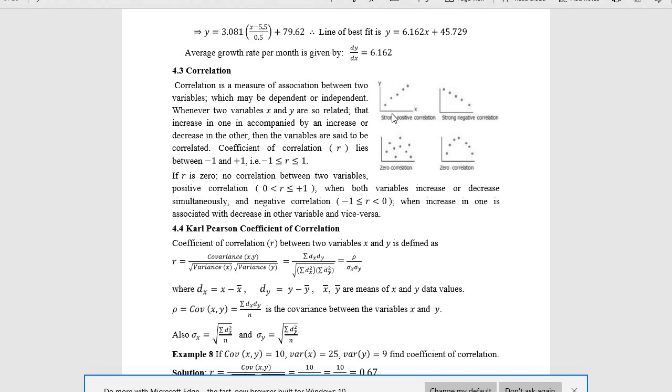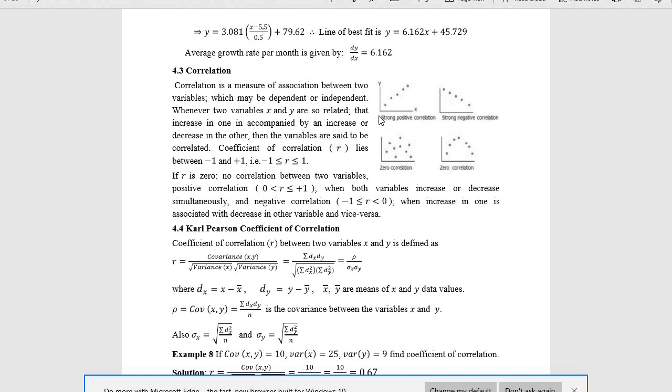Suppose your age is increasing, automatically your IQ power is decreasing. This is called a negative correlation. Especially in old age, people's IQ is decreasing. In a positive correlation, both are ascending. In a negative correlation, X is ascending and Y is descending, or vice versa.